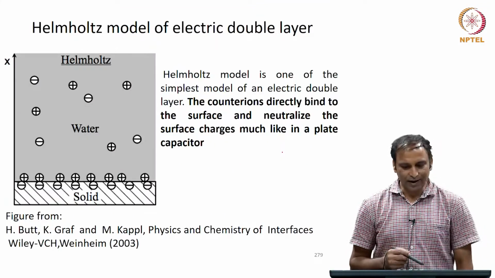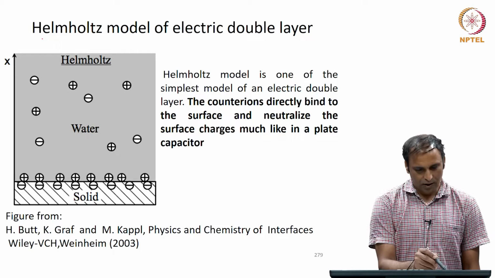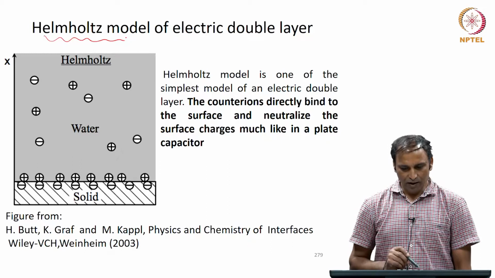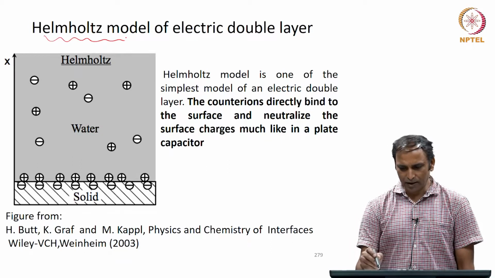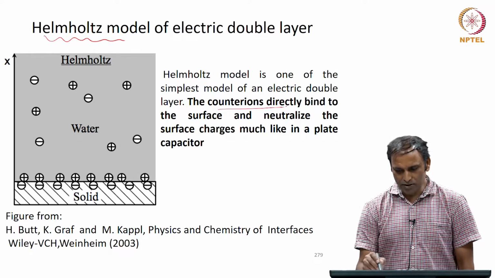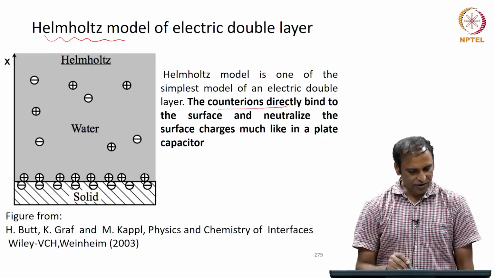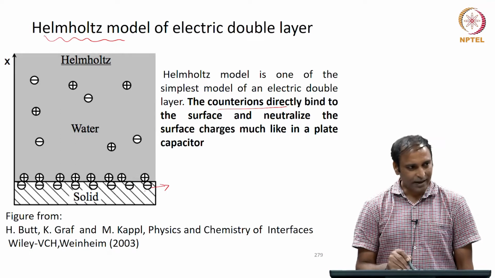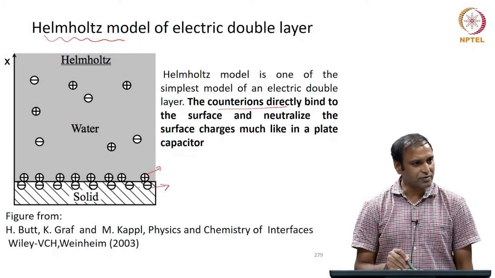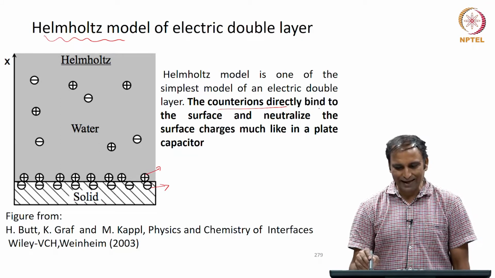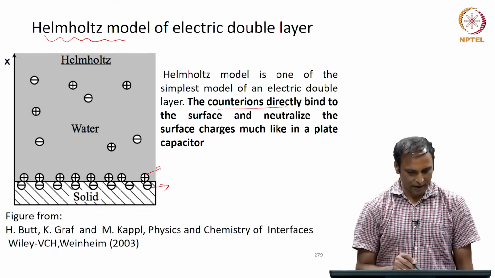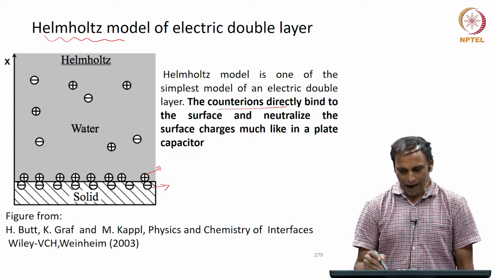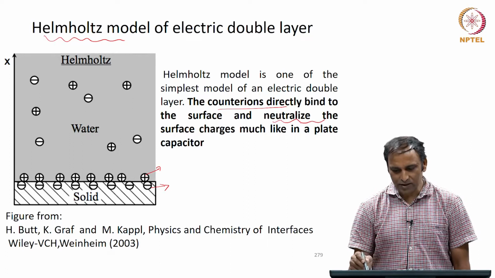In that context, the first model that we looked at was the Helmholtz model for the electrical double layer, in which it is assumed that the counter ions, the ions which have charges opposite in polarity to the charges on the particle surface, directly bind to the surface. In this case, the particle surface is negatively charged, and these are the counter ions which are positively charged. They are attached to the charged surface, and they try to neutralize the surface charges.